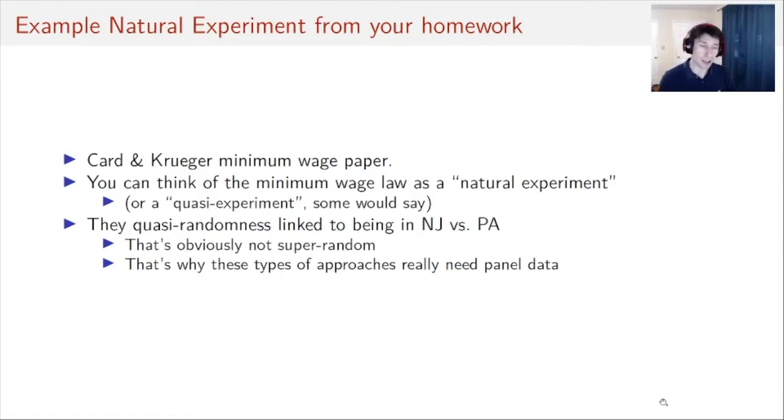You could say that there's an element of randomness in terms of who gets treated and who does not, but you could also argue that New Jersey and Pennsylvania are not exactly the same, and people don't randomly locate to New Jersey and Pennsylvania. So obviously, you have to control for the fact that this was not perfect randomness. And that is why these types of approaches really tend to need panel data, because you really want to control at least for those time invariant unobservables that might be driving the non-random aspects of this experiment.